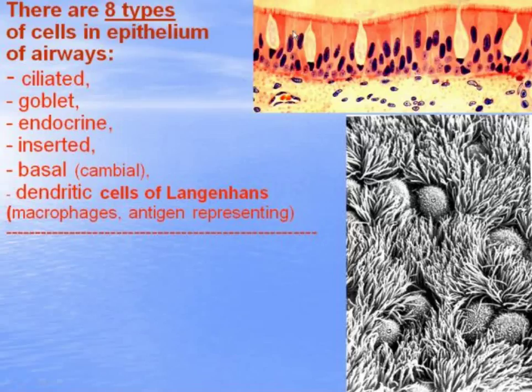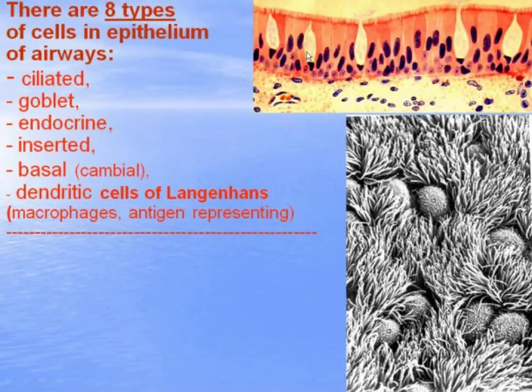Main cells are ciliated epithelial cells. They contain 200-300 cilia in their apical portions, and they can move. Under the scanning electron microscope they look like grass in a field. The cilia can move and remove the dust from the air.